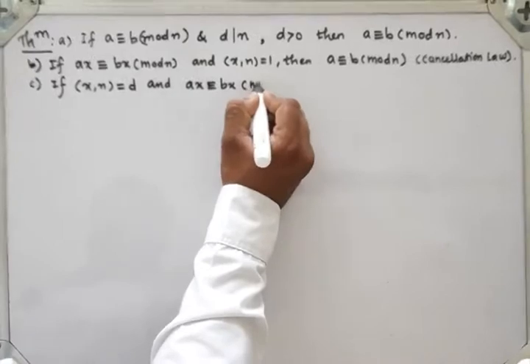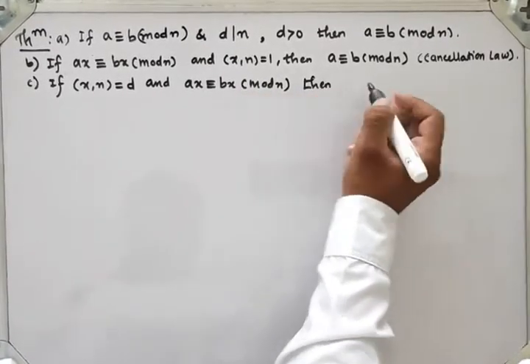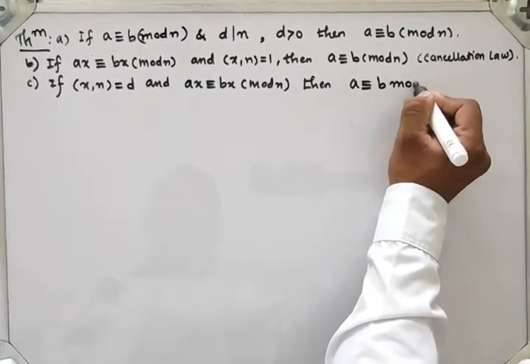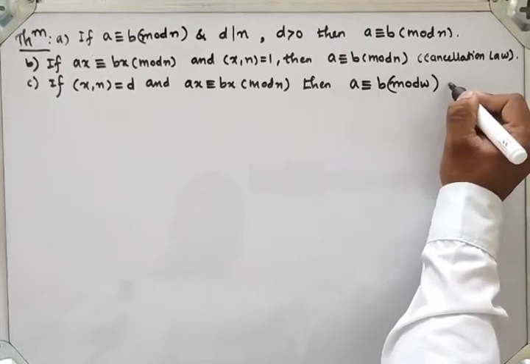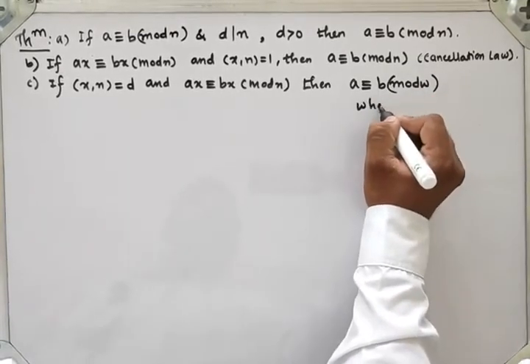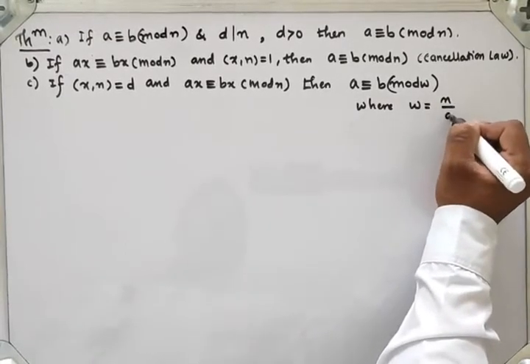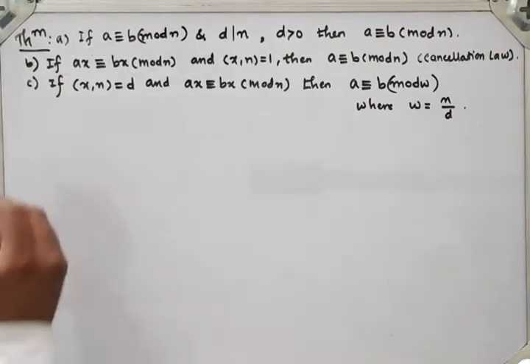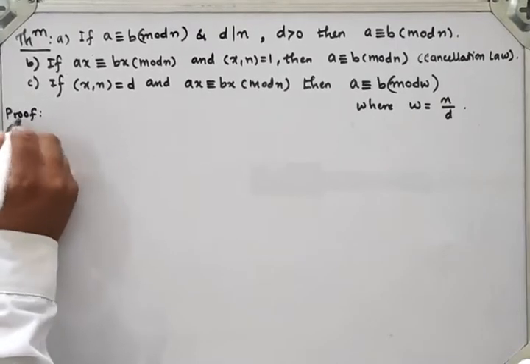And third is, if GCD of x and n is d and ax is congruent to bx modulo n, then a is congruent to b modulo w, where w is nothing but n upon d. So we will prove these three properties. So let's see the proofs. Proof of the theorem.